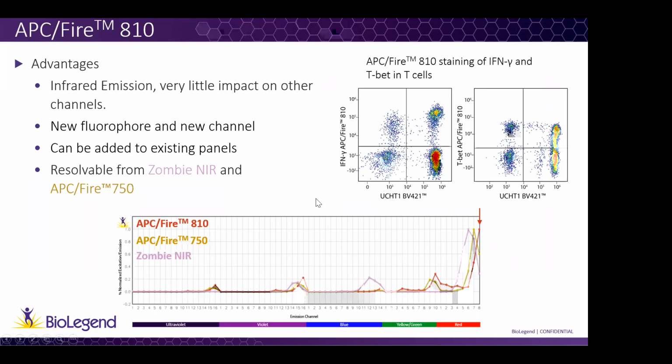And then lastly, we have our APC-FIRE 810, which is an infrared. It has an infrared emission. So it's here like really, really far red. And it's a new fluorophore. And because it's so far red, it can be added to the existing panels pretty easily. And it's resolvable from Zombie-NIR and APC-FIRE 700.